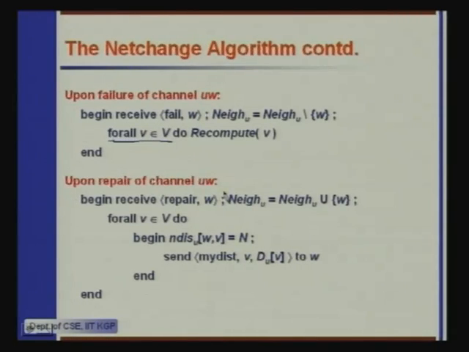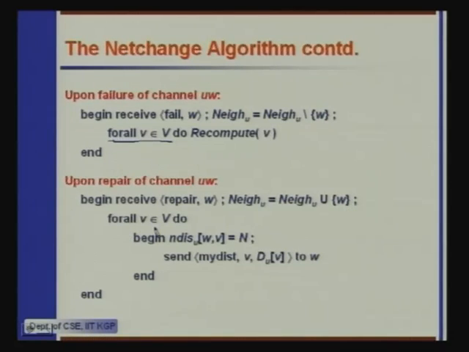What do we do when channel UW is repaired? When the channel comes up once again, then the node U receives a repaired W message from the channel. That means that W is a neighbor once again. So, NeiU is now NeiU union W. W is a neighbor once again.